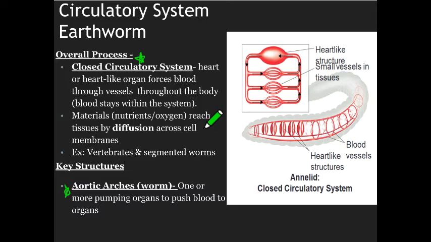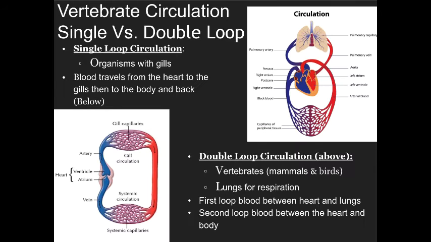Materials such as nutrients and oxygen can reach tissues by diffusion across the cells, and that's something that we see a lot in these smaller organisms. Okay, so again, moving up in a little bit of complexity, we'll start talking about vertebrates.